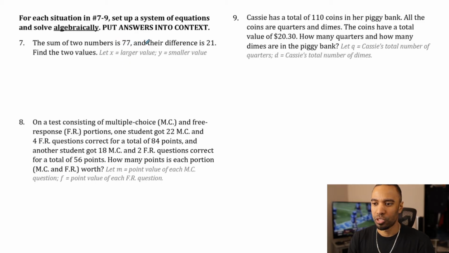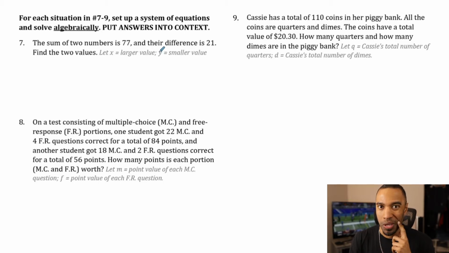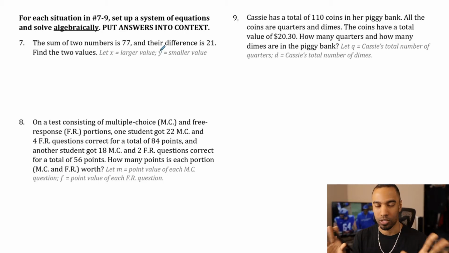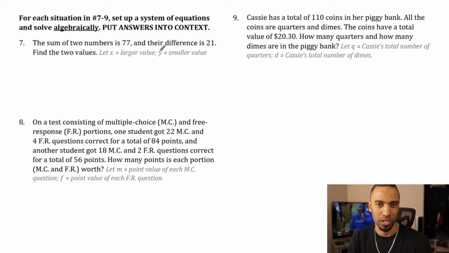The sum of 2 numbers is 77, and their difference is 21. Find the 2 values. Thankfully for you, for the sake of time and not messing things up, I'm defining the variables for you on all of these. So let x equal the larger value and y equal the smaller value. And there's a reason why we're differentiating between what's larger and what's smaller, just like the father and daughter in ages.